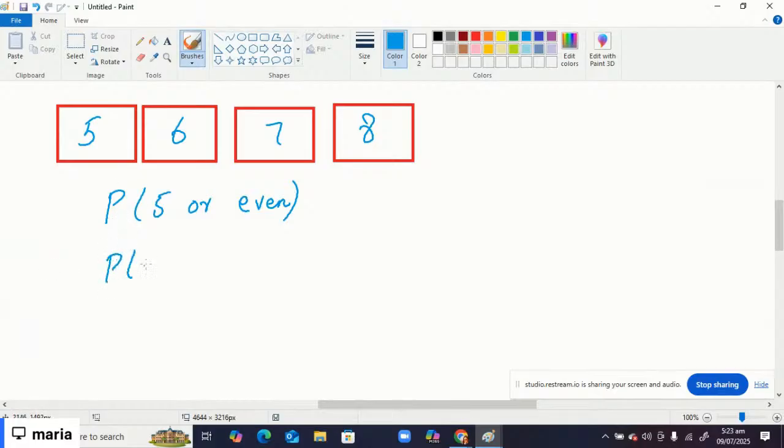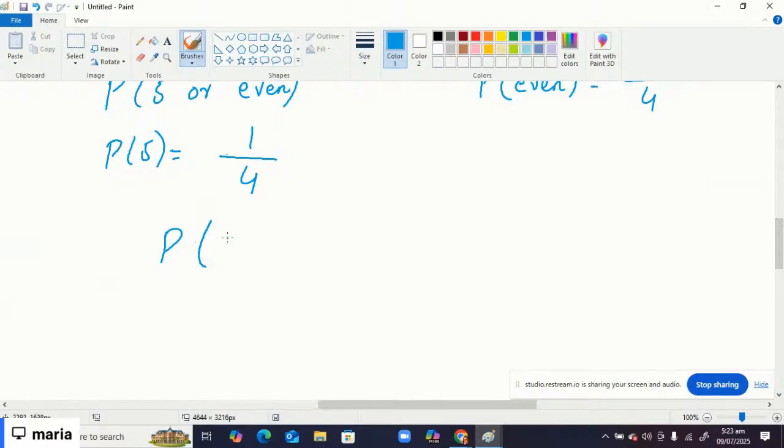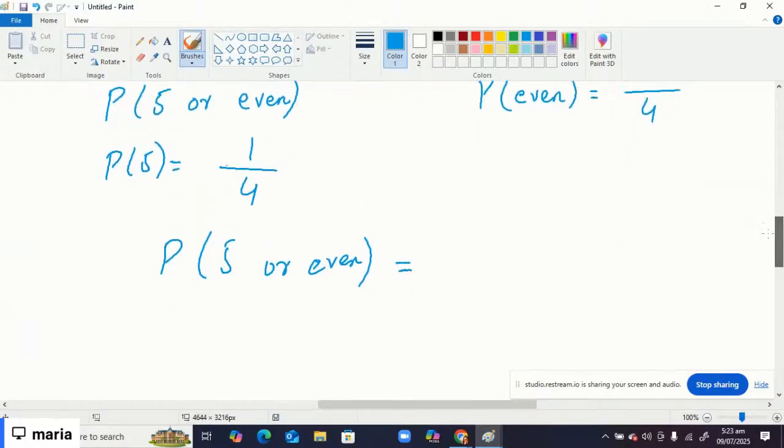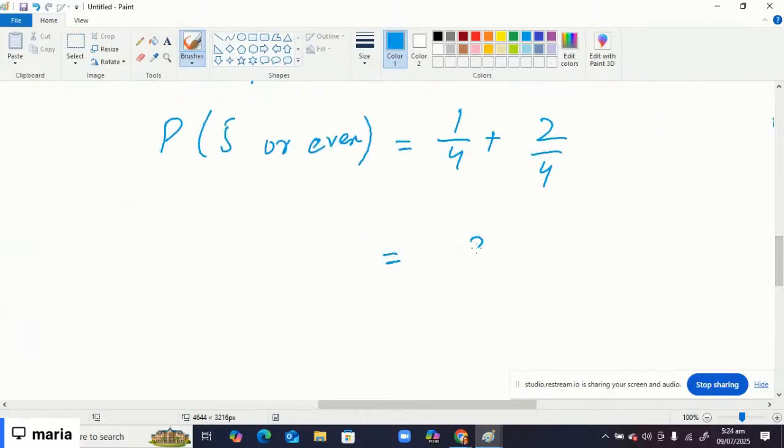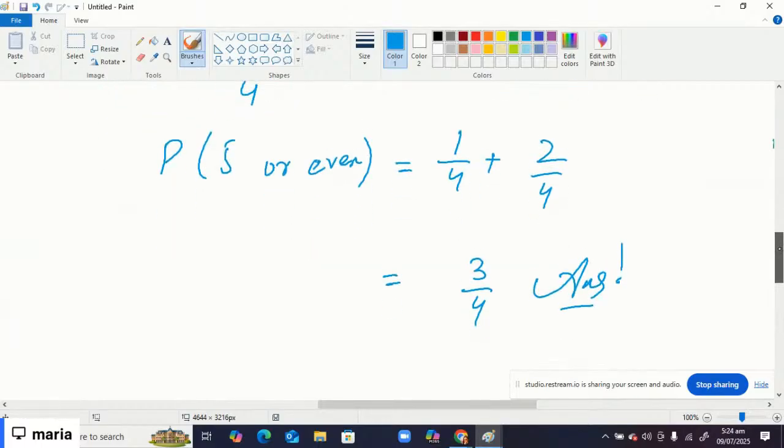So what is the probability of 5? First of all, how many total? These are 4. So we put it here. And how many cards are 5? That is only 1. Now what is the probability of even? Let's see. There are 4 total and the number of even is 2. Now let's write probability of 5 or even, which is 1 by 4 plus 2 by 4. So the answer is 3 by 4, and that is your answer. Okay, so this is 3 by 4.